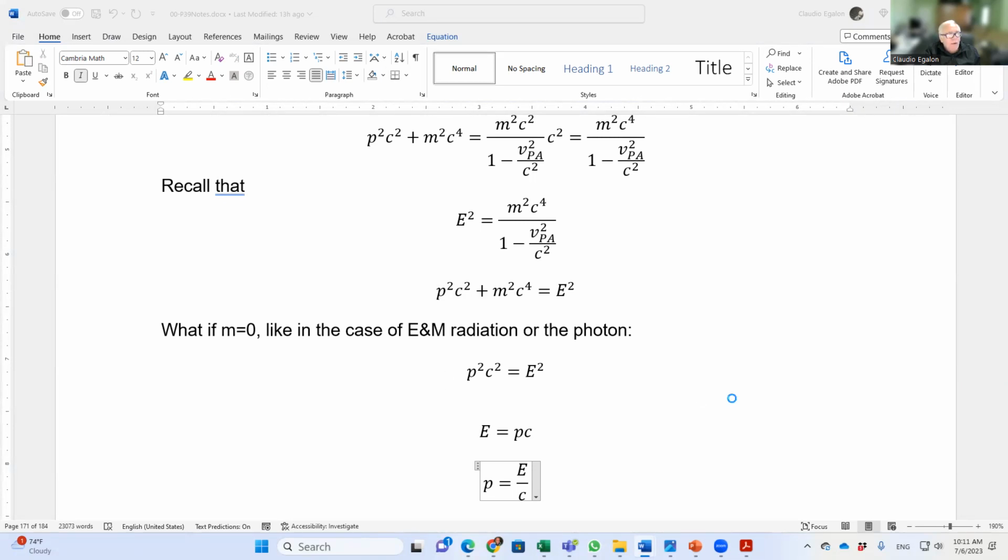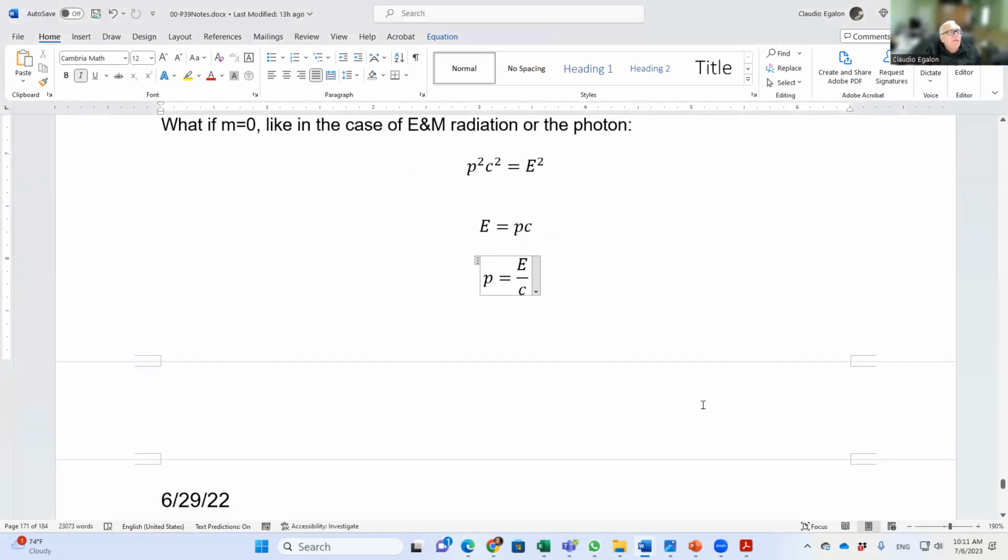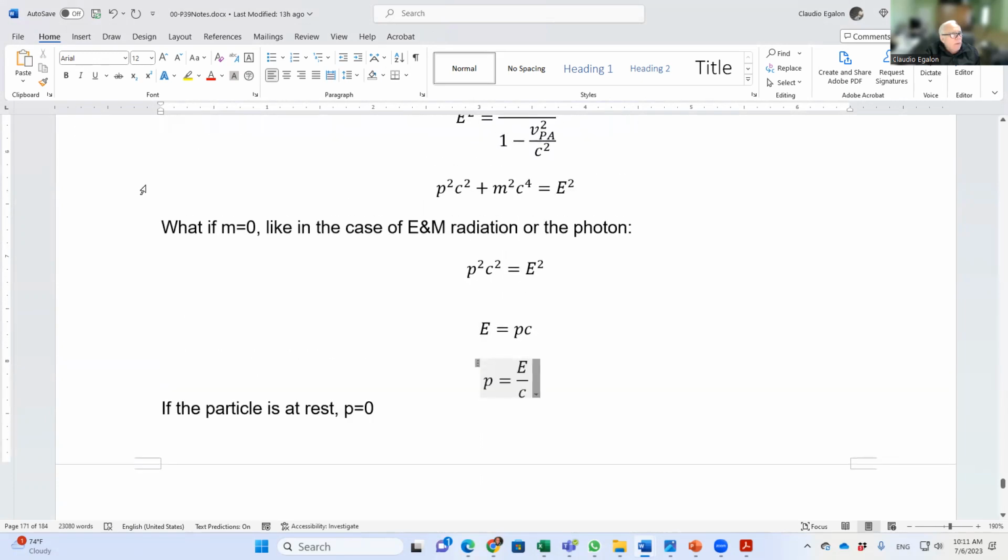So those are the interesting results that we have in relativity. Also, do not forget, if the particle is at rest, p is equal to 0. Special case where the energy is that famous Einstein equation, E equals mc squared. It all comes from here.